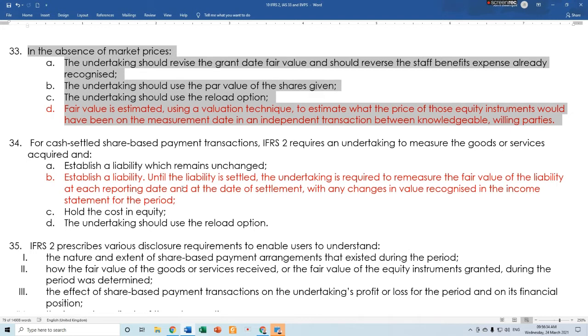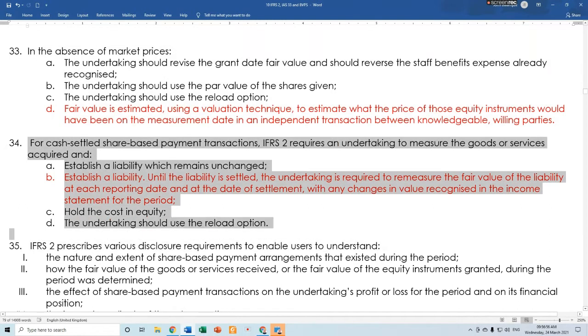Okay. 34. For cash-settled share-based payment transactions, IFRS 2 requires an undertaking to measure the goods or services acquired and cash, di ba, cash settled? So, recognize a liability, tapos remeasure it every subsequent period until settlement. So, the answer is letter B. Okay, 34, letter B tayo dyan.